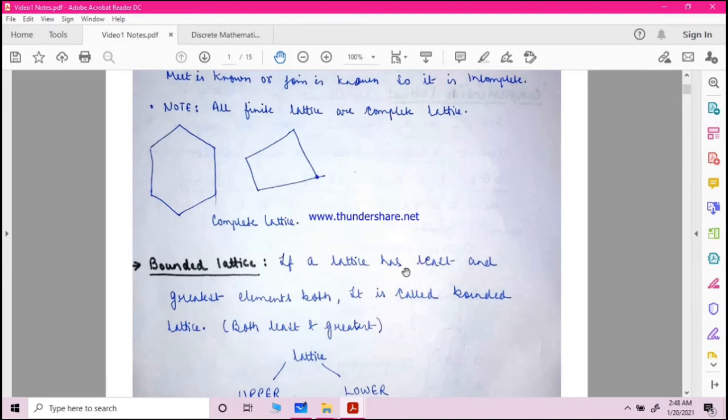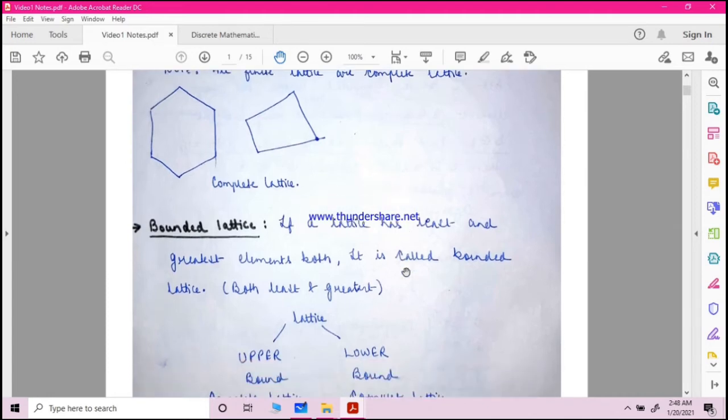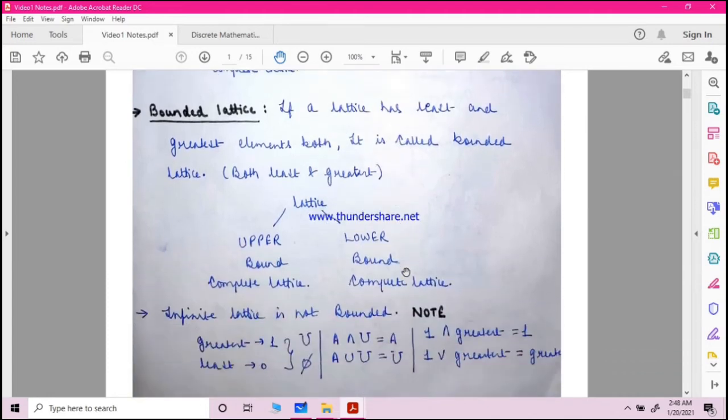Then next, move on to the bounded lattice. What is a bounded lattice? If a lattice has both a least and a greatest element, it is called a bounded lattice. It means whenever a lattice has both least and greatest, or I can say meet and join, or the upper bound is clearly defined and the lower bound is also completely defined, then we can say that this is a complete lattice. And as we have discussed, infinite lattices are never bounded.